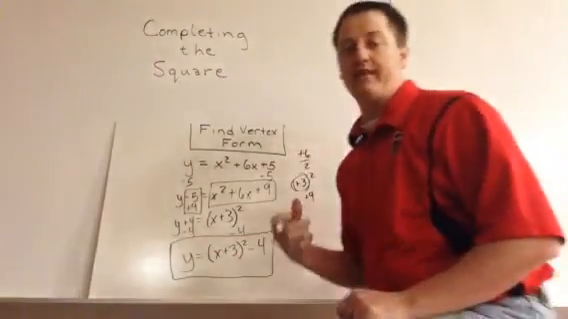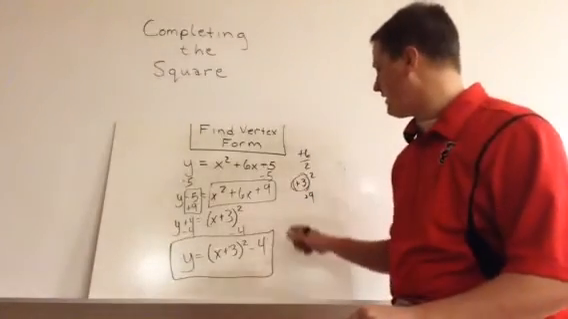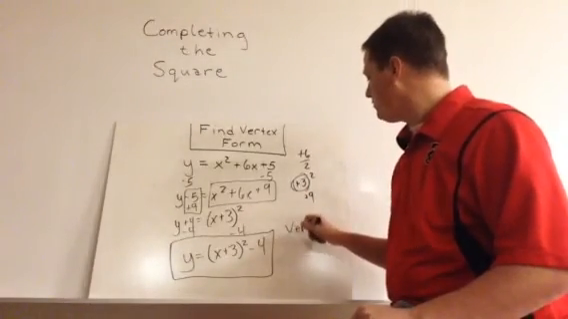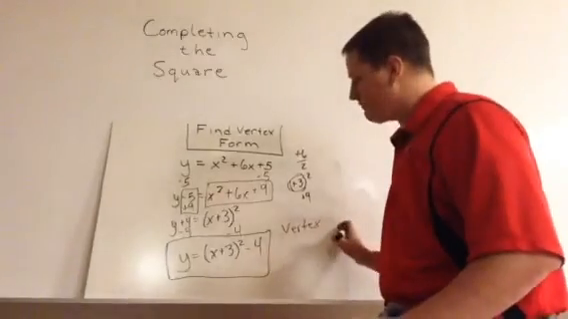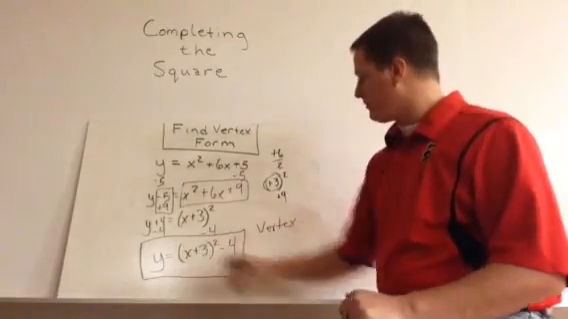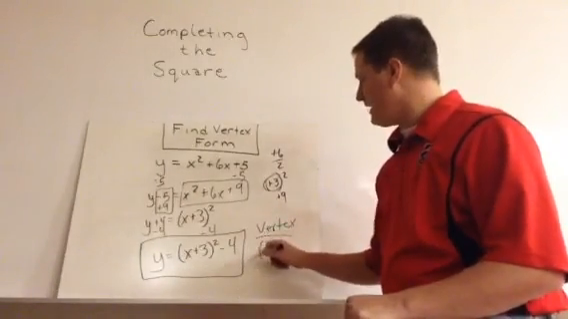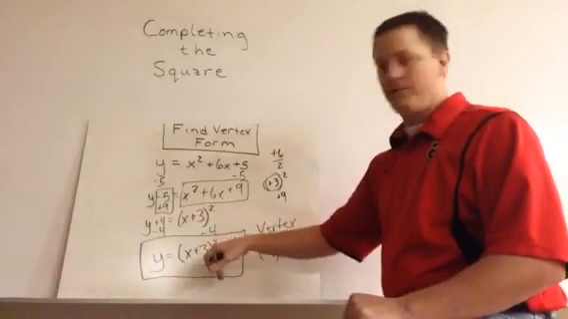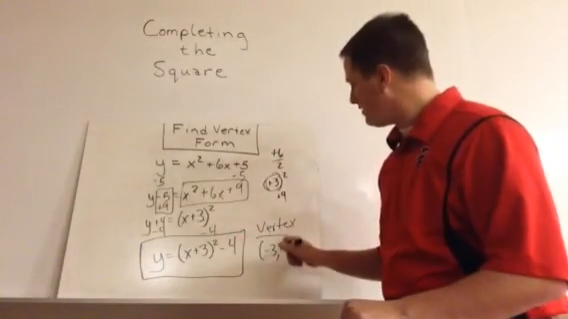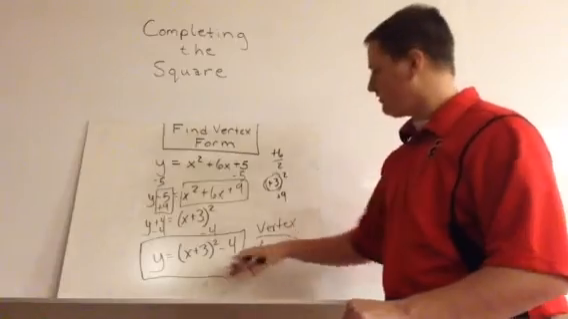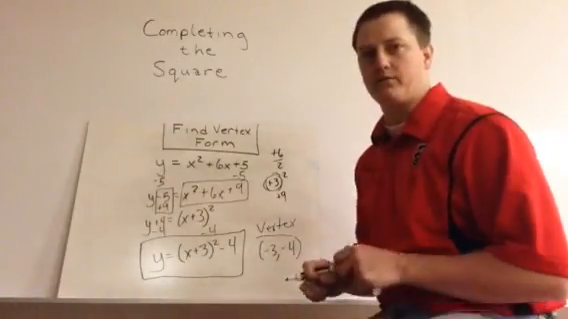If you want to identify the vertex in this setup, we use our vertex knowledge. We've got a positive 3 here, meaning that it's going to be a negative 3 for a vertex. And we've got minus 4 here. That's going to stay a negative 4. And so we have vertex form and our vertex with it.